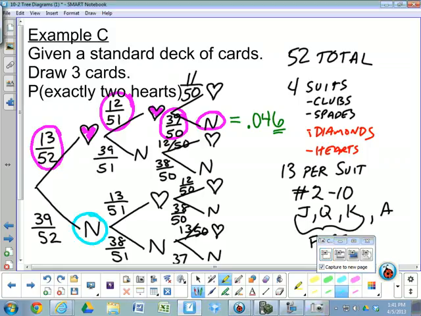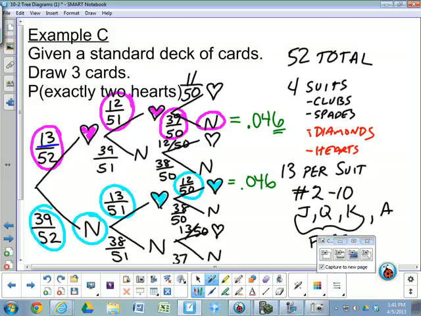Not heart, heart, heart. So we have 39 out of 52 times 13 out of 51 times 12 out of 50. Do you again get 0.046? Does anybody know why? Corey? Yeah, same paths. And what's true about the numbers you're using in each case? For example, here, it's a 13 on top, 12, and 39, while this one's 39, 13, and 12. Same numbers, right? It's the same numbers in a different order. The bottom has 52, 51, 50, 52, 51, 50. So for multiplying the same numbers on top and bottom, you're going to get the same answer.